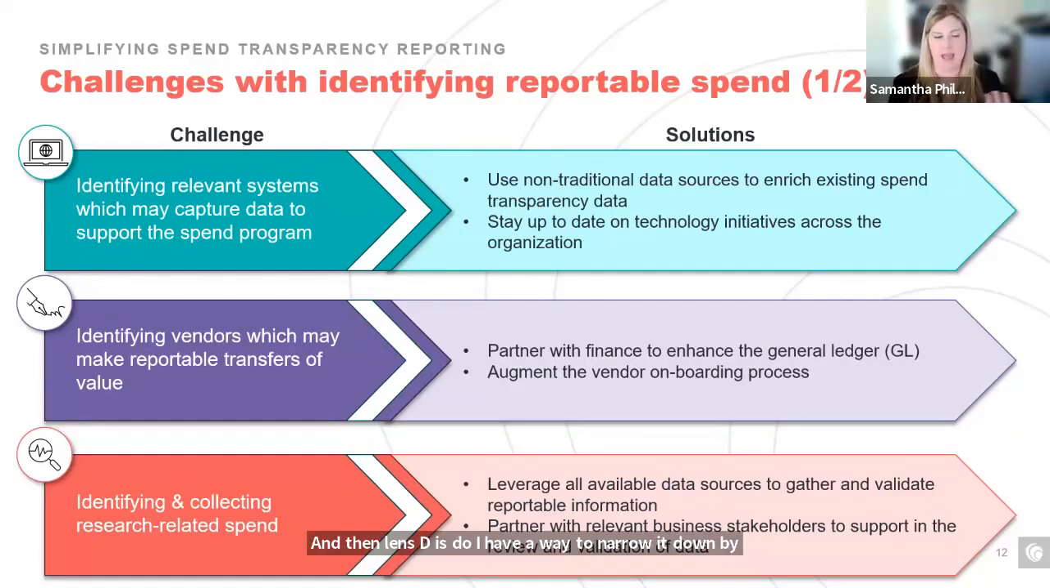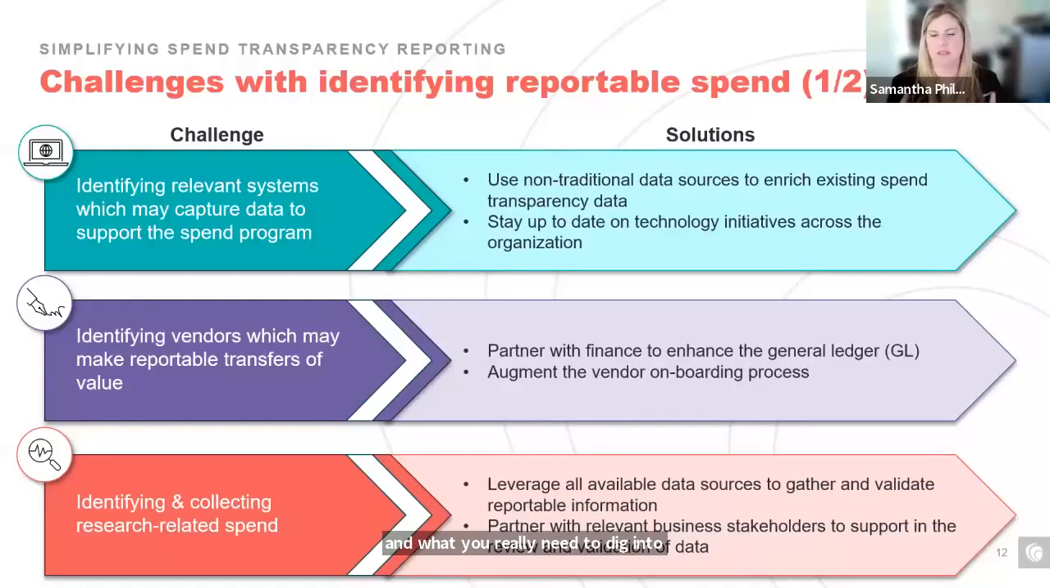If you don't already have it in your system or built this way, it can be very helpful to have HCP-specific or covered recipient-specific codes, like for consulting, meals and lodging, and things like that. That again can help you narrow your focus when you're getting potentially large or unmanageable data sets, and narrow your focus on what you really need to dig into.